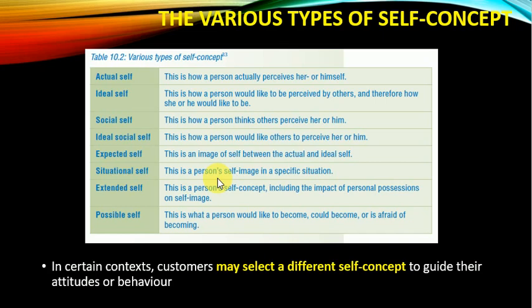You've got a situational self, which is the person's self-image in a specific situation. And then you also have the extended self, which is the person's self-concept, including the impact of personal possessions on your self-image. And then the possible self is what a person would like to become or could become, or, depending on the traits, is afraid of becoming.